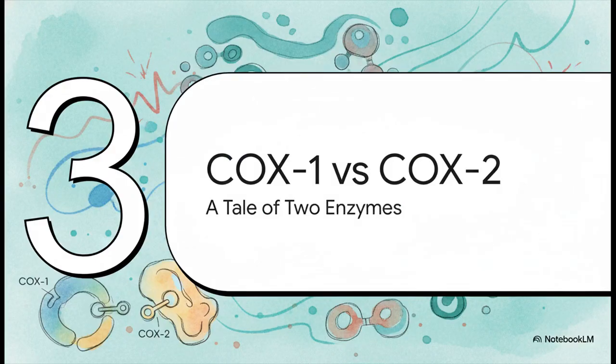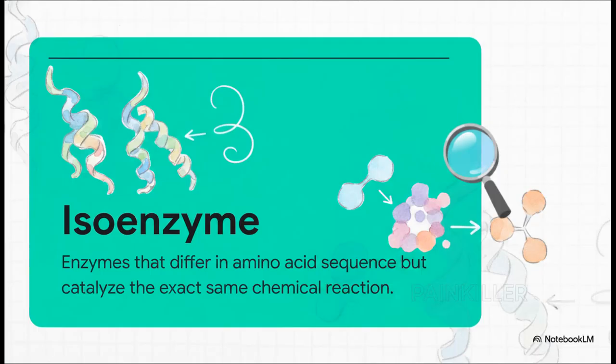Let's move on to part 3, the COX-1 versus COX-2 dilemma. Okay, so as our molecular origami got better and better, scientists stumbled onto a massive complication. It turns out there isn't just one COX lock. There are two. Enter the concept of isoenzymes. These are basically enzymes that might look just a little bit different in their genetic sequence, but they catalyze the exact same chemical reaction inside your body.